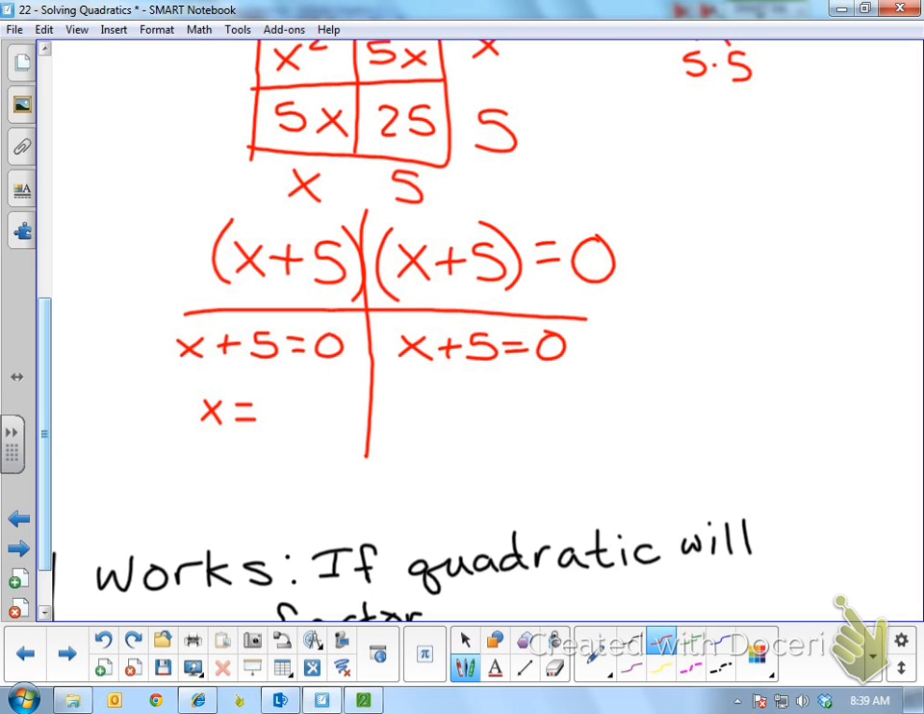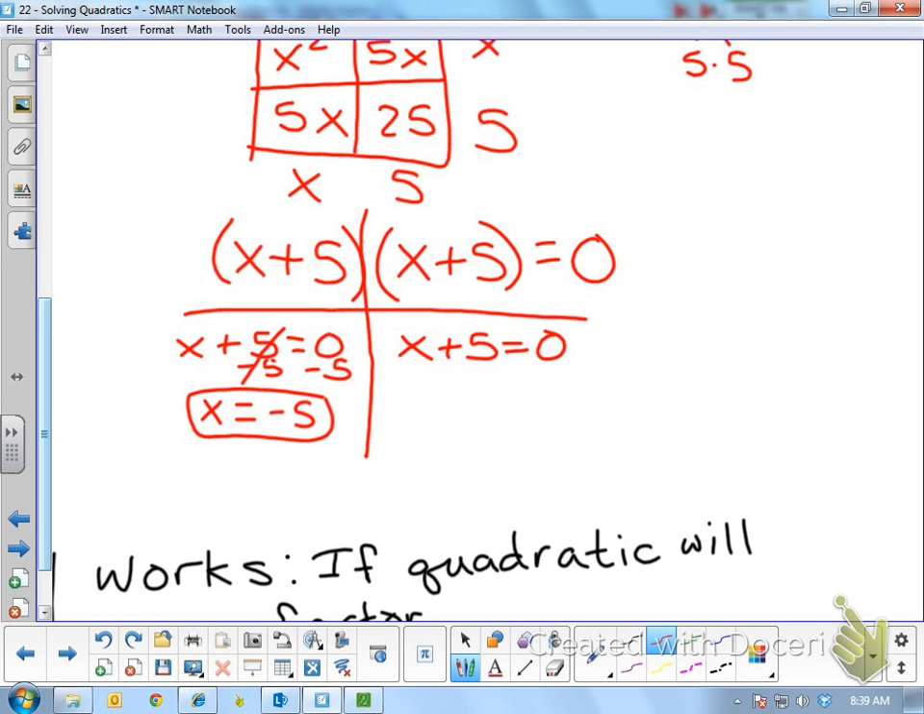If we get rid of this, we have to do the opposite. -5. Because if we minus 5 from both sides, 0 minus 5 gave us -5. Okay. What about on the second one?